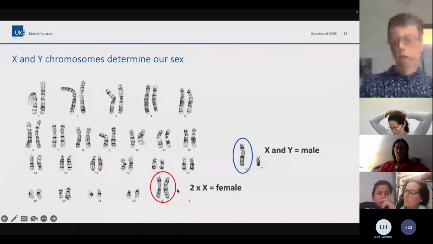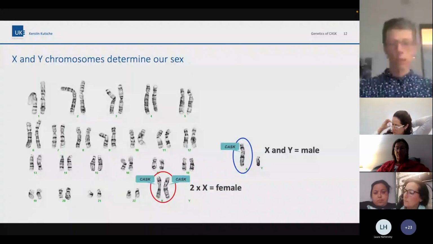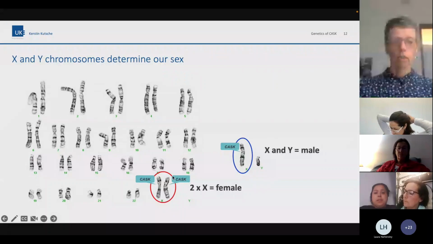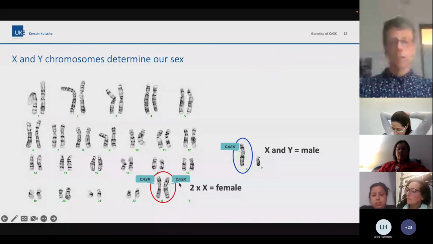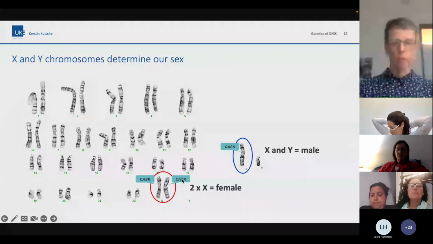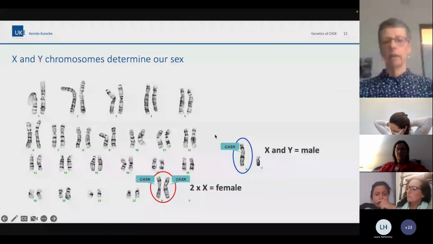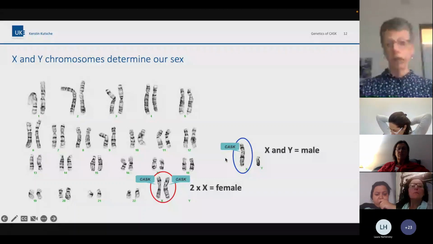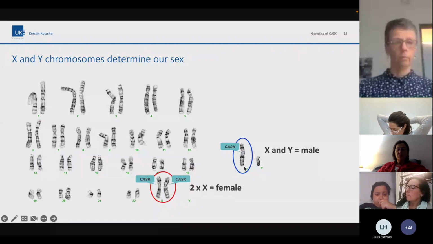So why is this important? It is important because the CASK gene, which is mutated in your children, is located on the X chromosome. And here, as you can see, females and girls have 2 CASK gene copies, because we have 2 X chromosomes, while boys and males have only 1 CASK gene copy, because the Y chromosome does not have any CASK gene copy. It is only located on the X chromosome.